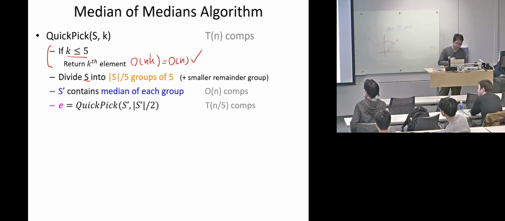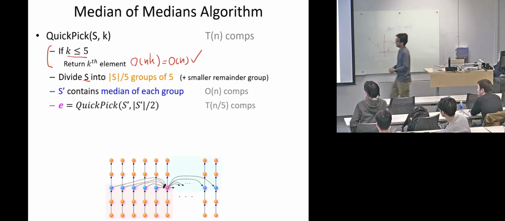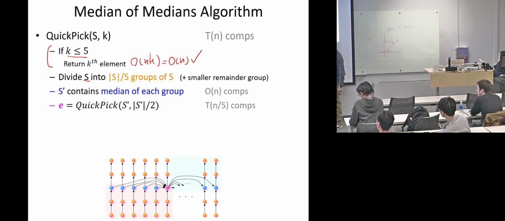We have n numbers. Let's group them into groups of 5. Create a bunch of groups of 5, like this, right? And for each group here, compute the median. Each of these is just 5 numbers, so you can compute a median in constant time for each group. So you can compute these blue guys in order of n time. Okay, so that's S prime. You can compute it in order of n.